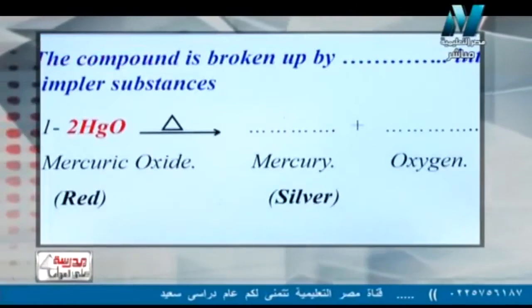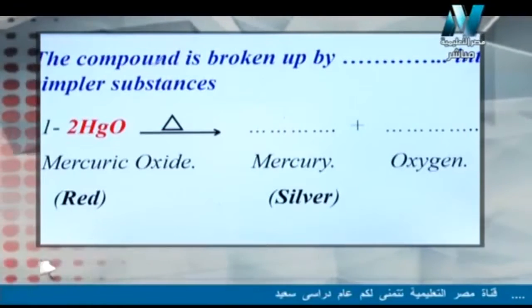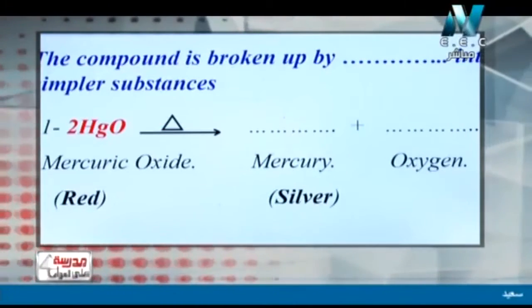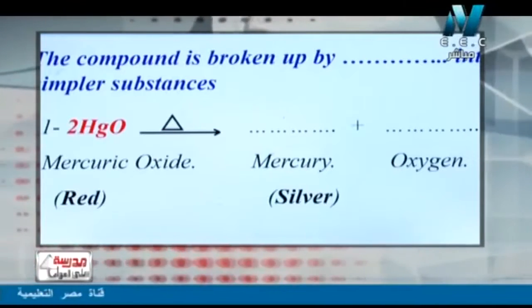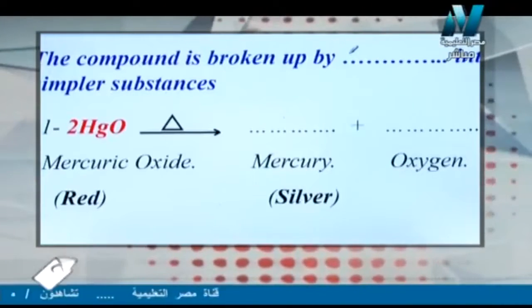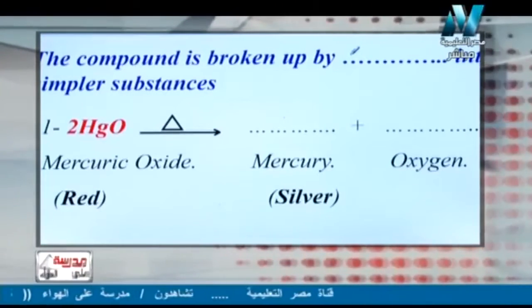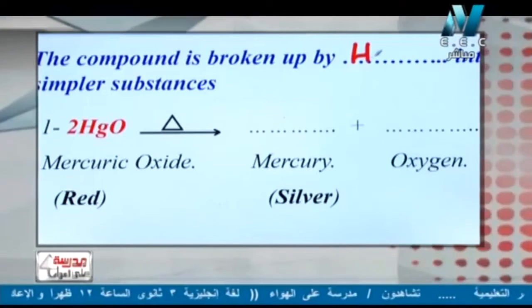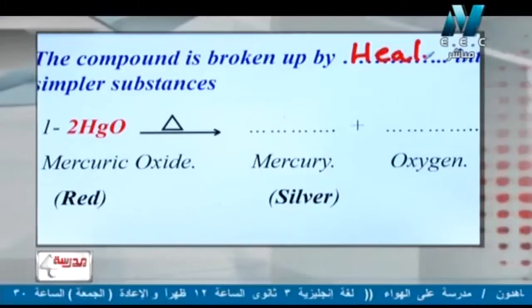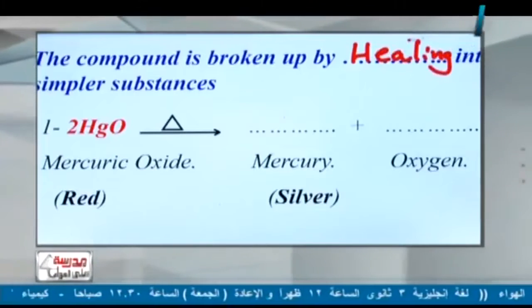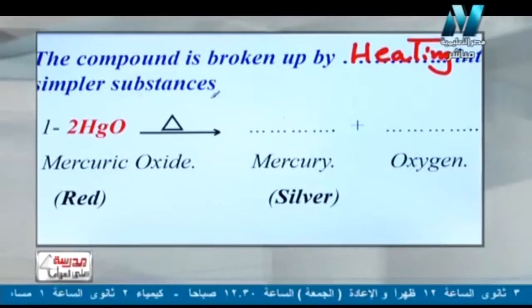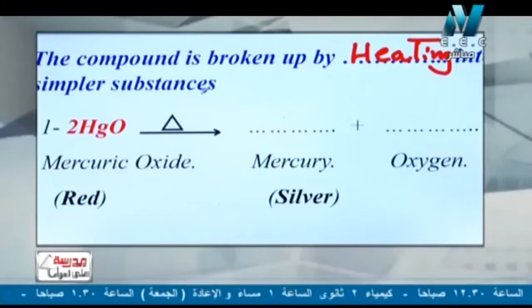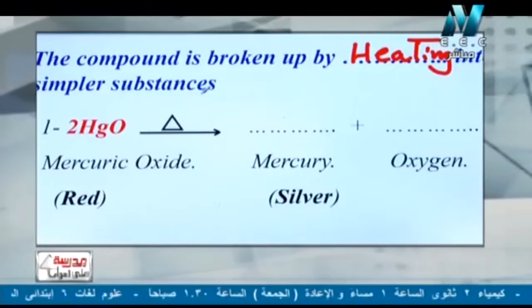So the compound is broken up into what? Into simpler substances. We just said thermal decomposition reaction, so the compound is broken up by heating. So I'm giving the definition, right? Into simpler substances, meaning maybe into elements, maybe into compounds.